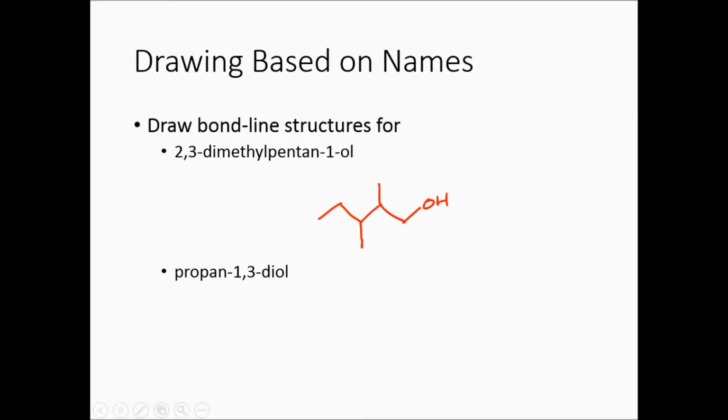If I have propane-1,3-diol, I have a propane chain. So that's 1, 2, 3. And then I look at the alcohols. I have 1 in the 1 position and 1 in the 3 position. So in the 1 position, OH. In the 3 position, I have an OH group.